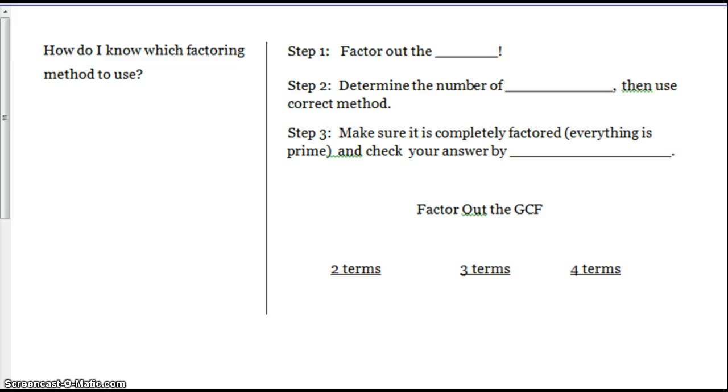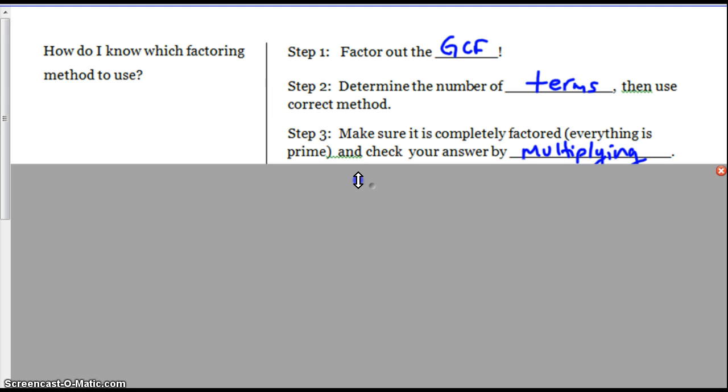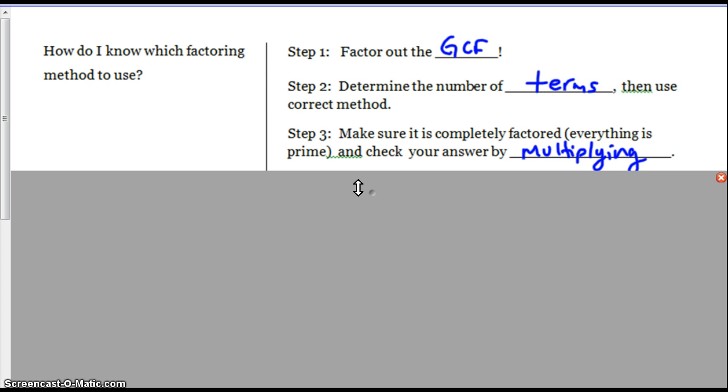All right, one more part here to our notes tonight. Our last learning target to talk about is how do I know which factor method to use? And we have some steps here that we have proven at our school have really helped students be able to factor any factor problem. The first step, always, always, always, I've been starring it on all these slides, is to factor out that greatest common factor, the GCF. Our step number 2 is to determine the number of terms and then use the correct method. Our step number 3 is to make sure it's completely factored. You have to look at it, keep going until everything is prime, and check your answer by multiplying.